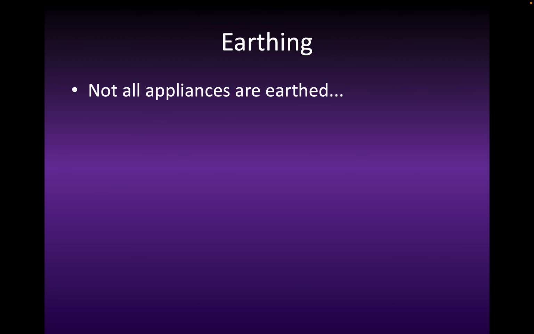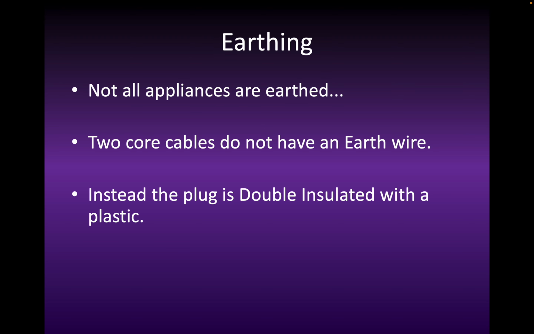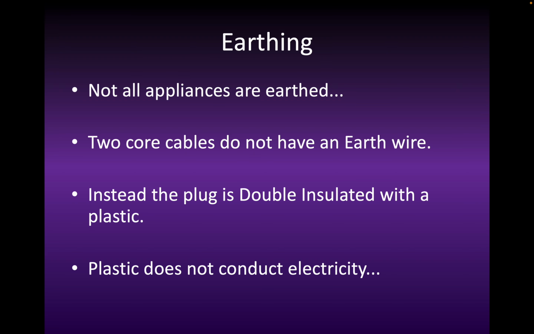So not all appliances need one. If the appliance is made of plastic, you probably don't need an earth wire because you can't get an electric shock from it. 2 core cables will be enough for appliances which have plastic casings. Instead, the plug is double insulated with plastic. So you have plastic everywhere, so we call it double insulation. And plastic, as you know, doesn't conduct electricity, so it's quite safe.